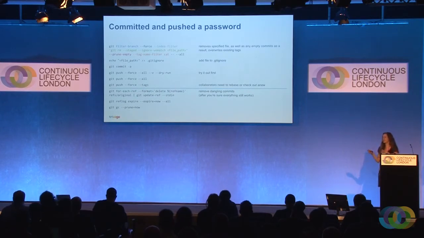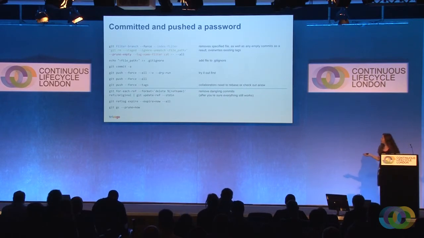Imagine you had a commit that only contained this config local file, and so now if you remove it, this commit would be empty. So it will also remove those commits. Tag name refile cat means that we will also rewrite the tags, not only the commits. And minus minus all is to make sure that we're really going through all the things.